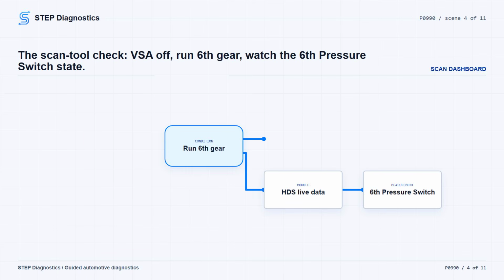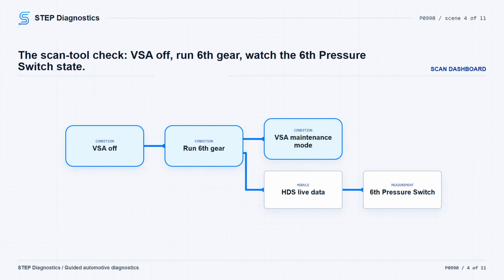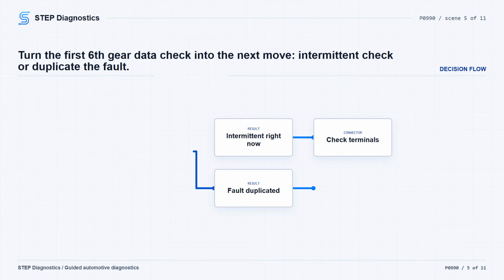The threshold you are comparing against here is 6th pressure switch on. If vehicle speed is above 31 mph, 50 km/h, enter VSA maintenance mode. If the current condition matches the threshold in 6th gear, treat it as an intermittent failure for now. The system is okay at this time, so look closely for poor connections and loose terminals between the 6th clutch pressure switch and the PCM.